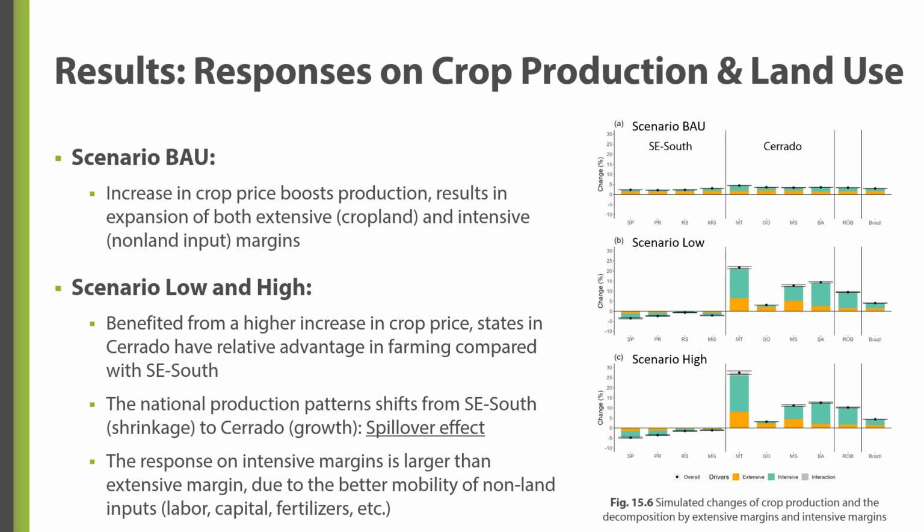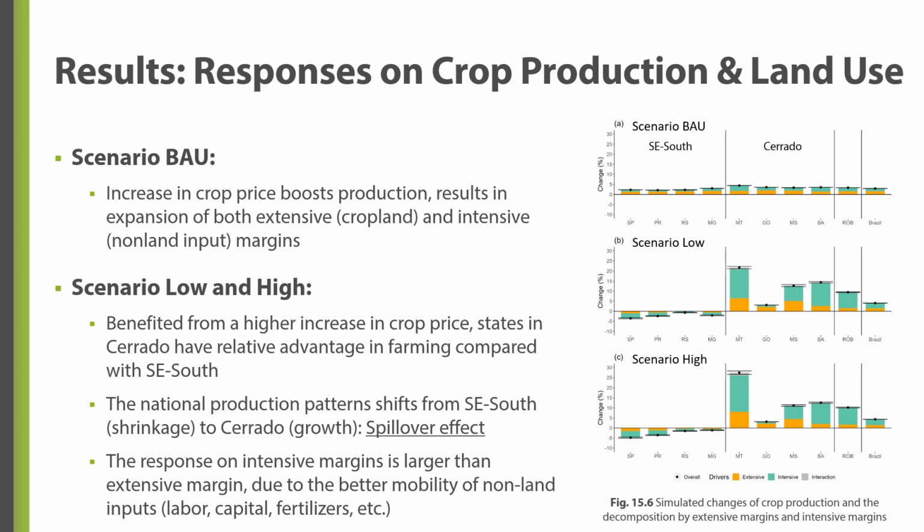The impact on farm gate crop prices further influences the production of crops through the extensive and intensive margins. When we only consider the global shock of crop price, states in both the Southeast South and Cerrado regions show low and similar levels of crop output growth and expansions. When the local shocks to transportation costs are considered, though, farmers in the Cerrado biome gain a relative advantage in farming compared with the Southeast South region, which shifts the national crop production patterns.